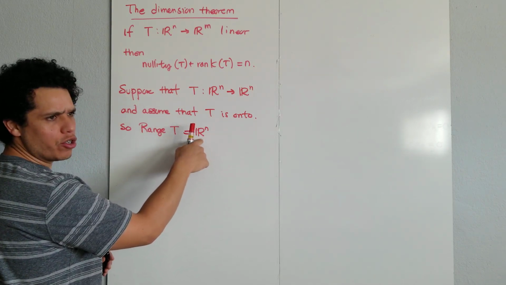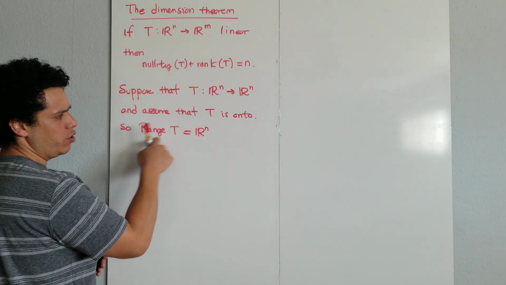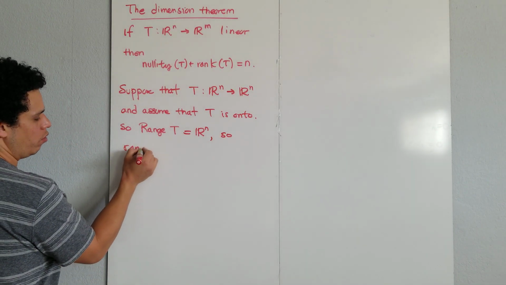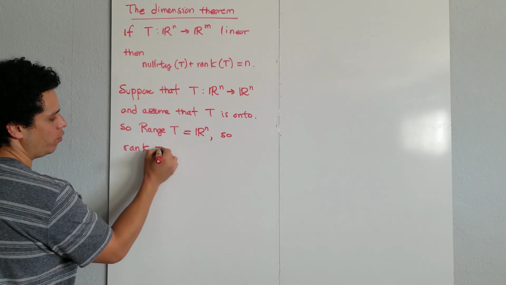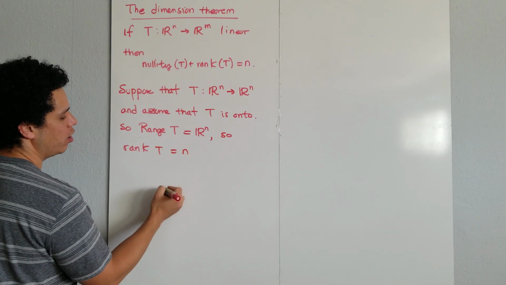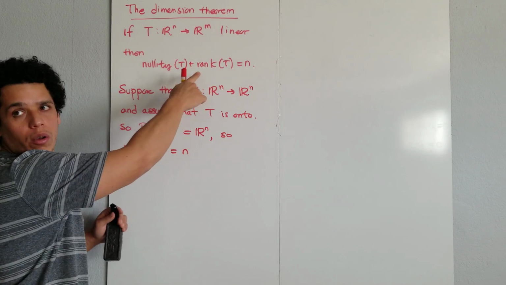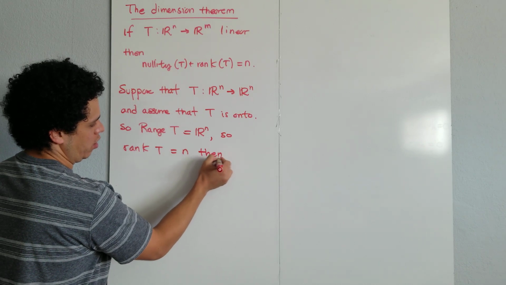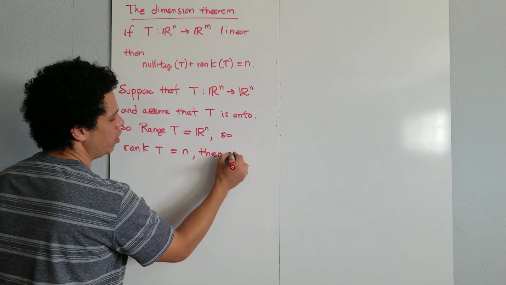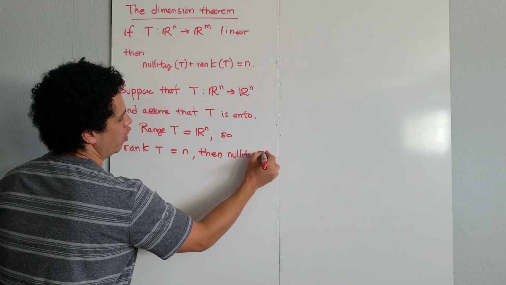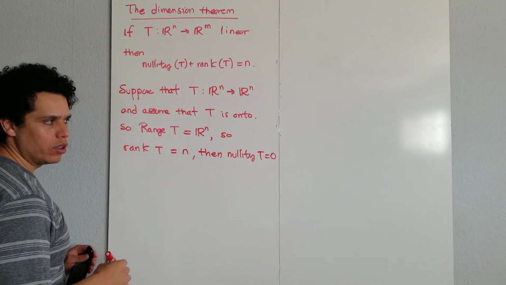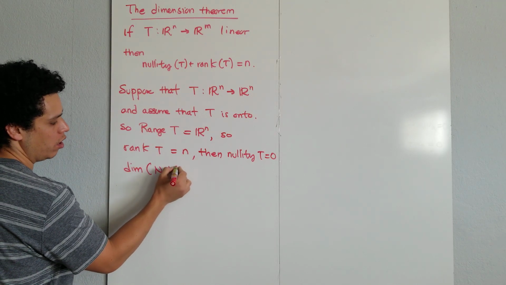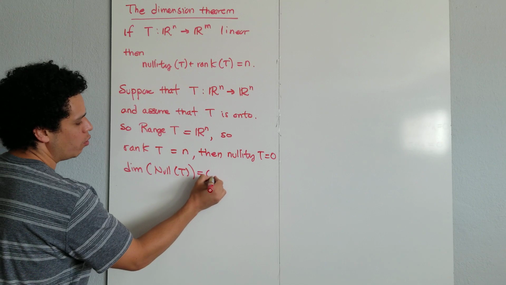But we already know the dimension of this, so the dimension of these two objects must be the same. So the rank, which is the dimension of the range of T, is equal to n. But let's look at this equation that we have here. If the rank of T is n, we have as a consequence that the nullity of T must be 0. Okay, so the dimension of the null space of T is equal to 0.